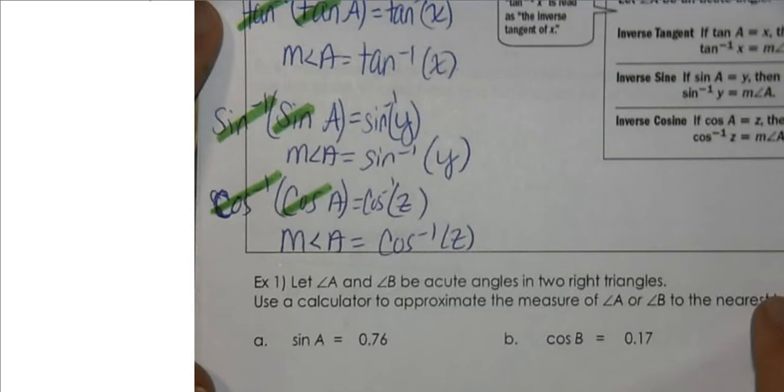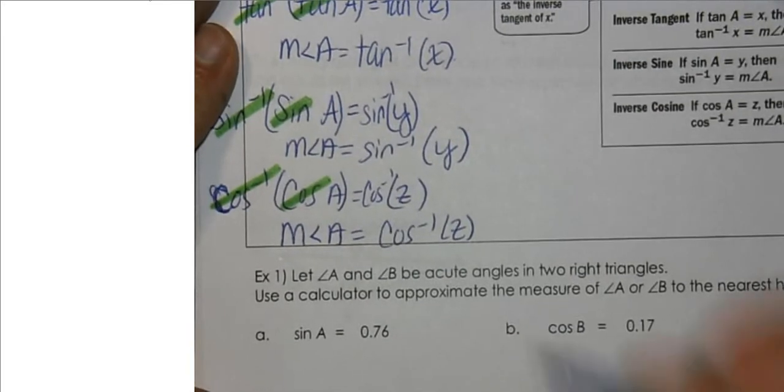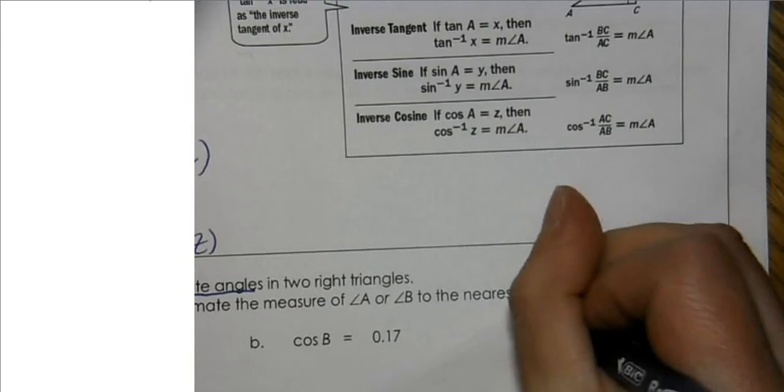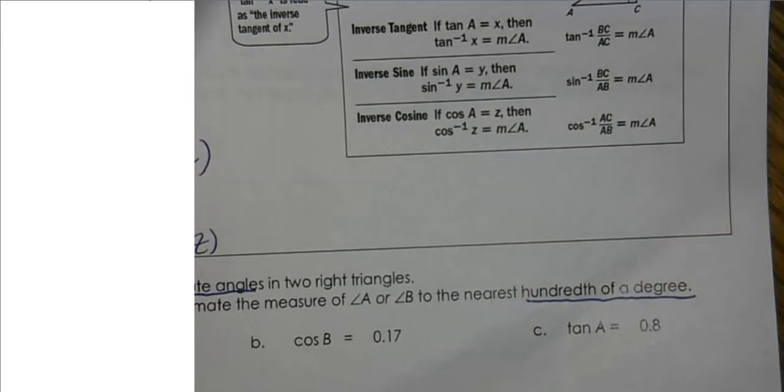So we're going to go ahead and do a little bit of practice. In example number 1, it's asking you to find the measure of angle A and the measure of angle B, letting you know that they are acute angles of a right triangle. So we're going to use our calculator to approximate these values to the nearest hundredth of a degree. Most of the time in our class, we round to the nearest whole degree, but for this example, we're going to round to the nearest hundredth of a degree.